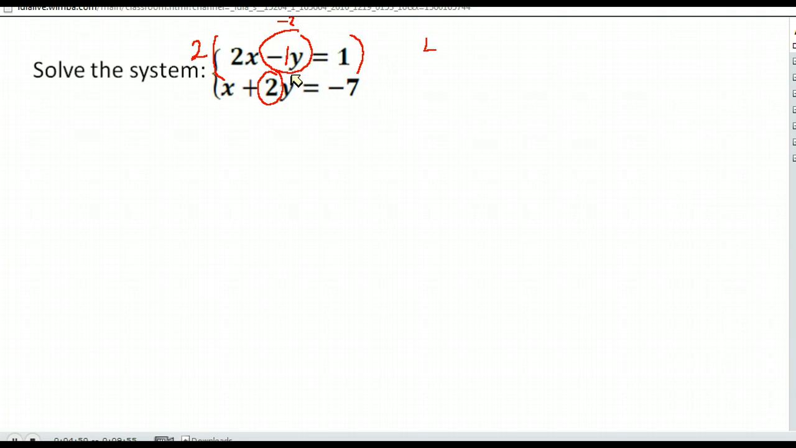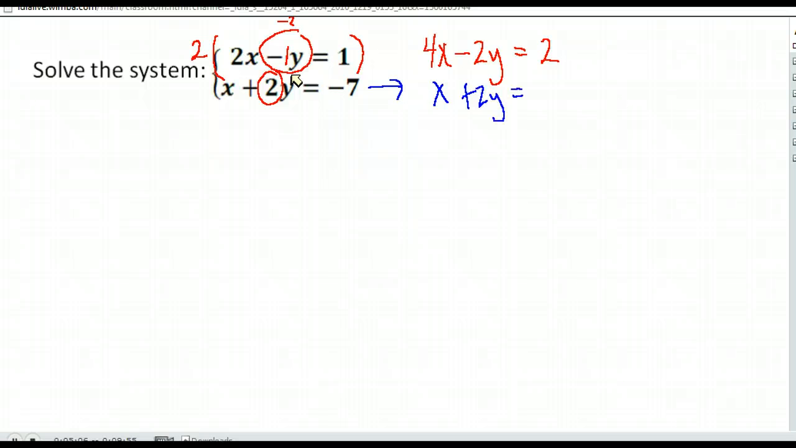If I do that, I get 2 times 2 is 4x, 2 times negative 1 is a negative 2y, and 2 times 1 is 2. Again, don't forget that number on the opposite side. This other equation, I'm not going to change it at all, because I was able to get the same number by just multiplying one of the equations.